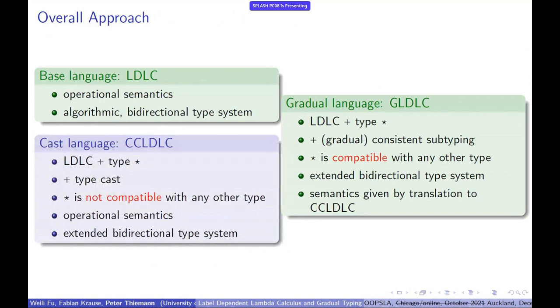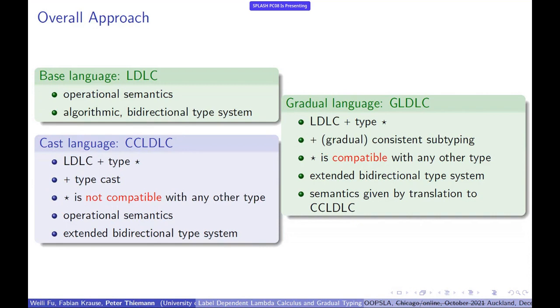So that's a bit annoying in these frameworks. You always have to deal with three languages at once. Sorry about that. So the third language is the cast language. The cast language is actually much closer to the base language, so it also has the same type structure. It adds the dynamic type, but the dynamic type is not compatible with any other type. So in order to get into or out of the dynamic type, you have to explicitly write down casts. And those casts have to follow a certain discipline, which is technical, so I won't go so much into it.